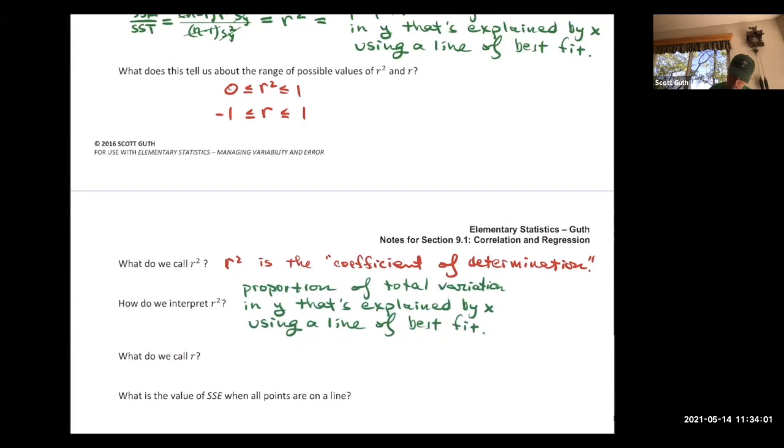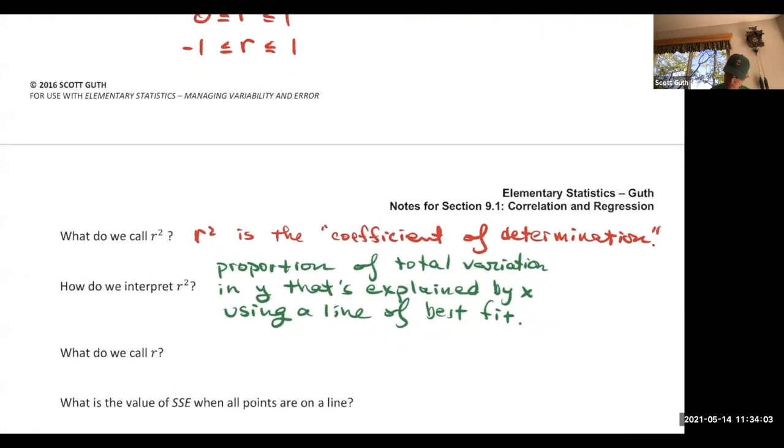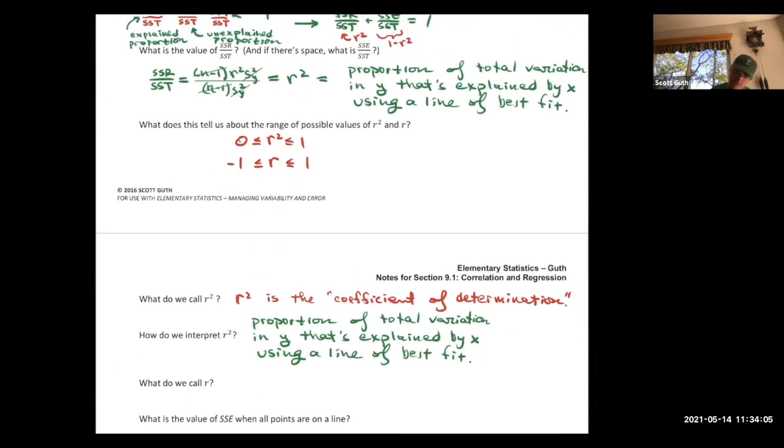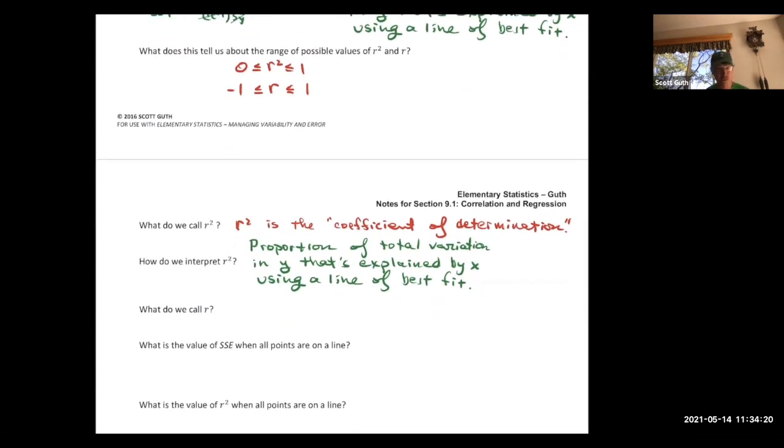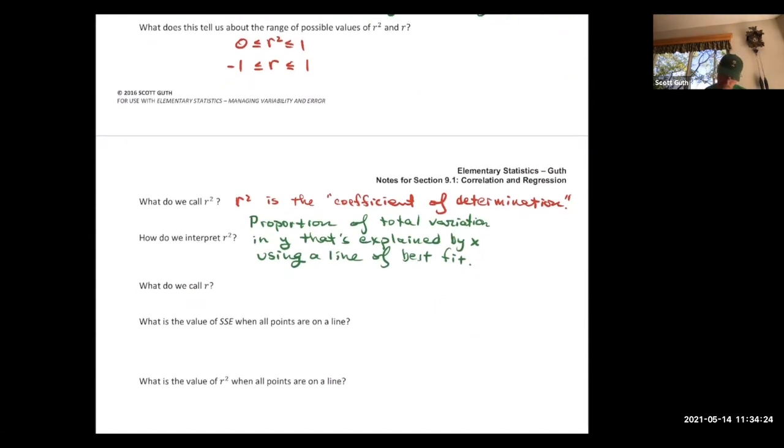I already gave the interpretation for R squared, so I've just copied the answer down from above. It is the proportion of total variation in Y that is explained by your explanatory variable. So it's just telling you how good your explanatory variable is at predicting Y. Okay. And finally, R gets a name too. R is the correlation coefficient.